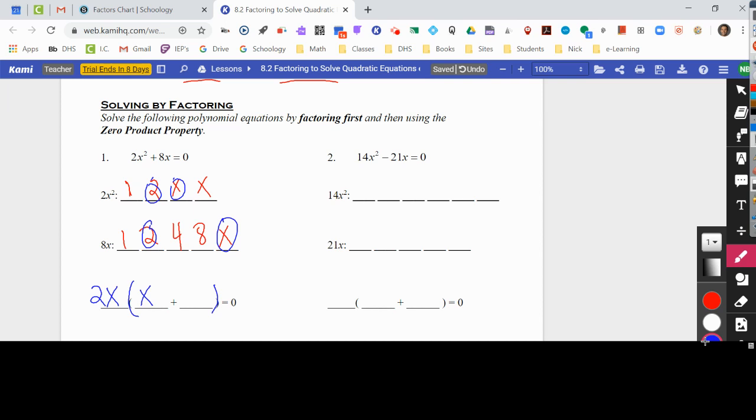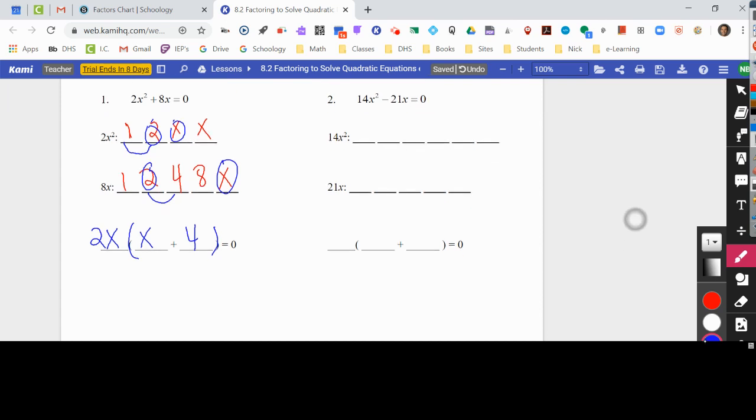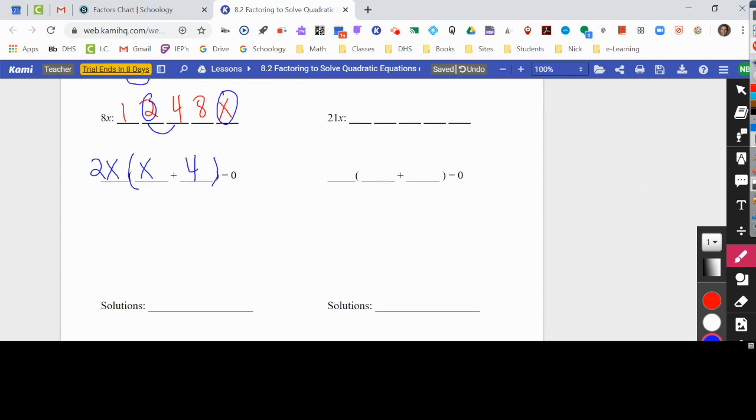And to get back to 8x, well, 2x times what gives me back to 8x? Well, 2 times 4, because 2 and 4 are the partners, just like 1 and 2 are the partners. So 2x times 4 gives me that 8x. Now that I factored it, I still have to solve. This is why this is equal to 0 here. The first part of this is factoring it. Now I need to solve to find my solutions.